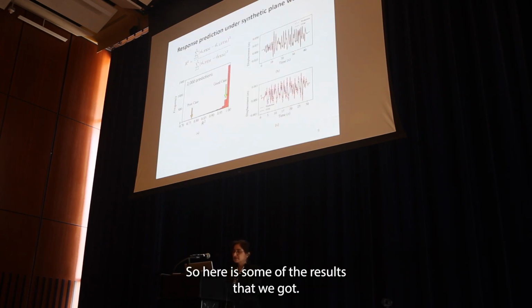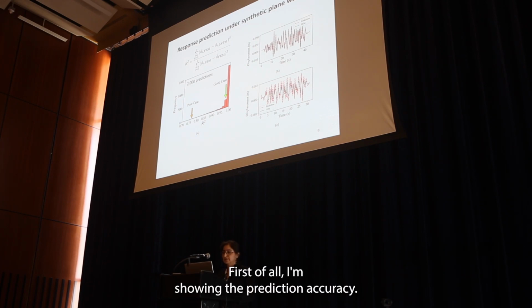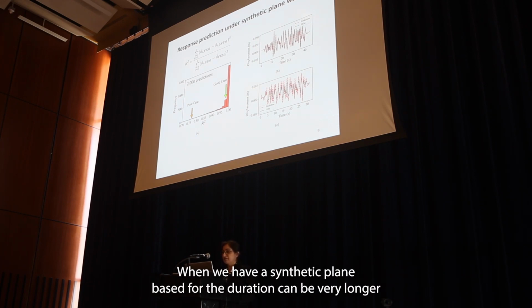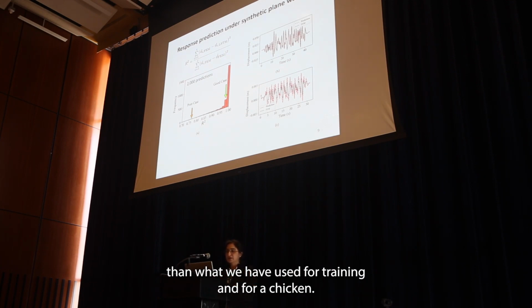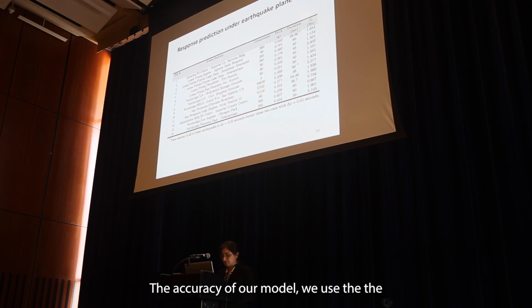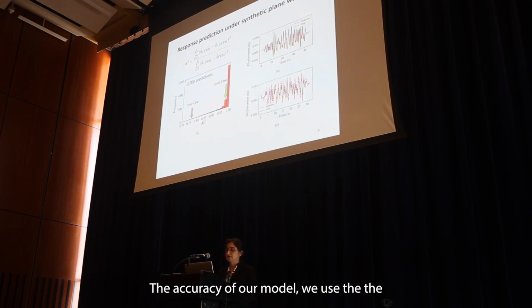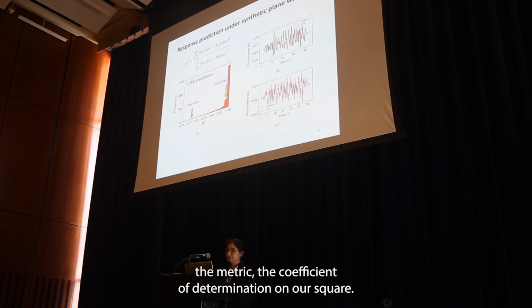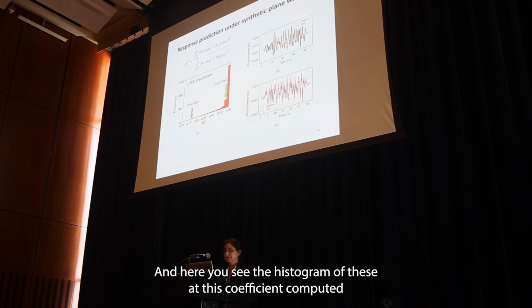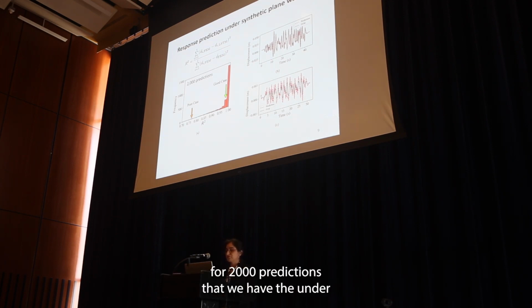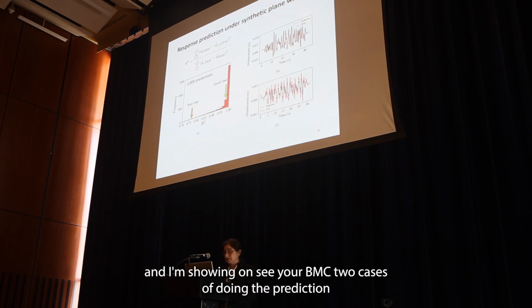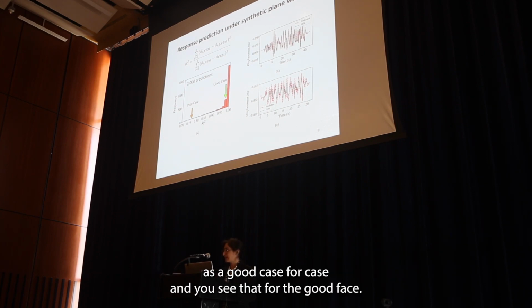So here are some of the results that we got. First of all, I'm showing the prediction accuracy when we have a synthetic plane wave, but the duration can be way longer than what we have used for training. For checking the accuracy of our model, we use the metric, the coefficient of determination, or R square. Here you see the histogram of this coefficient computed for 2,000 predictions that we have done under different white noises with different durations. And I'm showing in figures B and C two cases of prediction, a good case and a poor case.